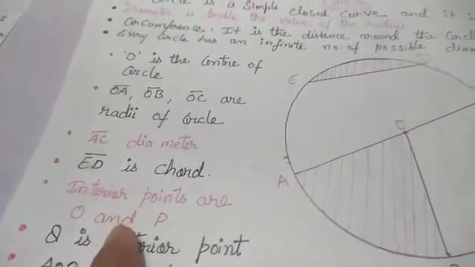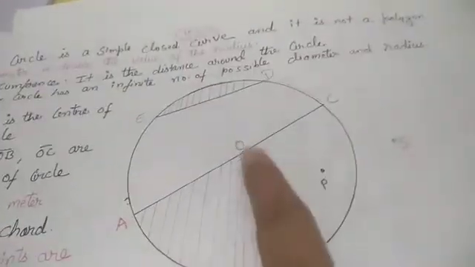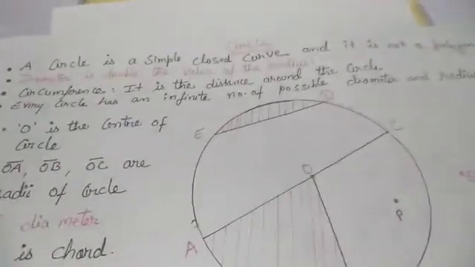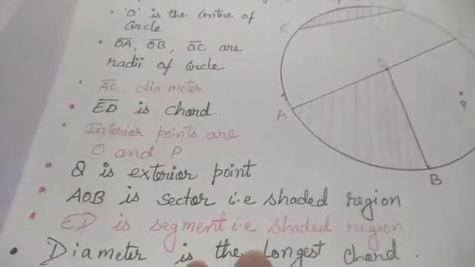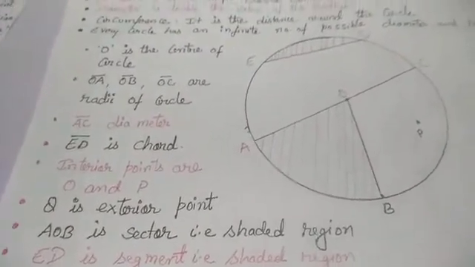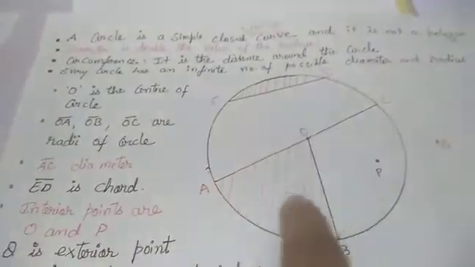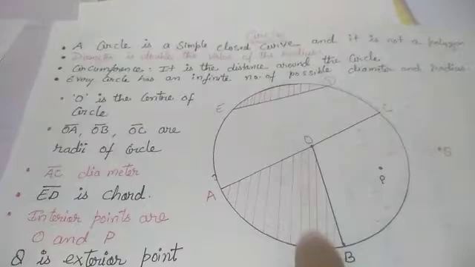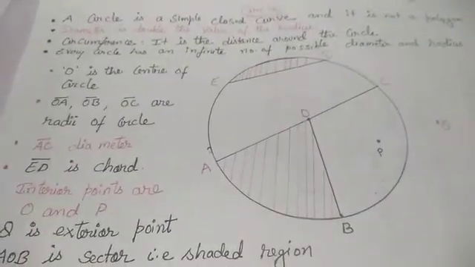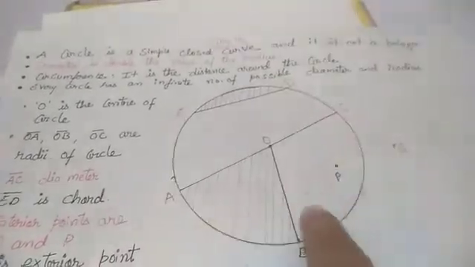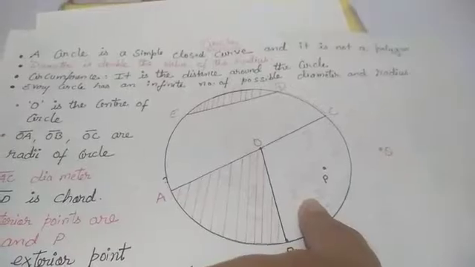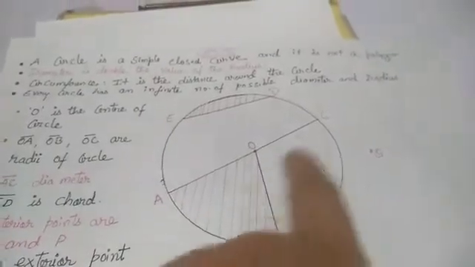Interior points are O and P. Points inside the circle are called interior points. Now Q is the exterior point. Exterior means outside of the circle. AOB is a sector. What is a sector? This area AOB, which is shaded, is called a sector of the circle. You can draw many, like BOC which I have not shaded, but BOC is also a sector.